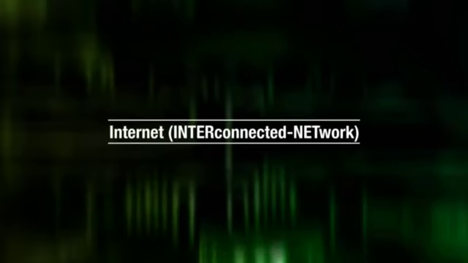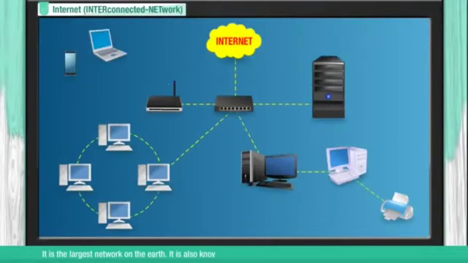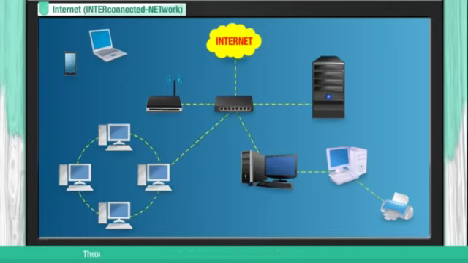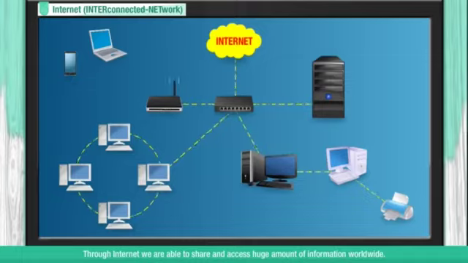Internet, Interconnected Network. It is the largest network on the earth. It is also known as the Network of Networks. It uses high-speed fiber optics. The Internet connects all WANs and it can have connection to LANs and home networks also. Through the Internet, we are able to share and access huge amounts of information worldwide.